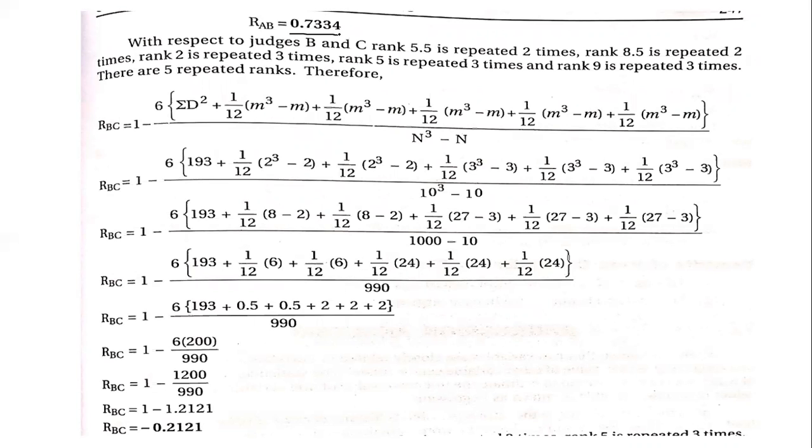So your rank correlation between the first two judges is 0.7334. Now don't write the conclusion immediately here. Let us solve for the other two judges. Later we will compare all of them and write the conclusion. So that was your first pair of judges, A and B. Now going on to the next pair of judges, that will be B and C.